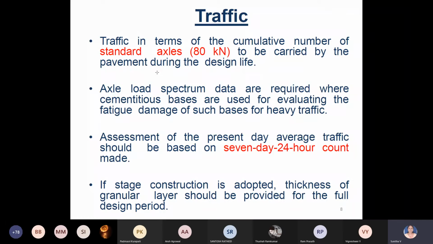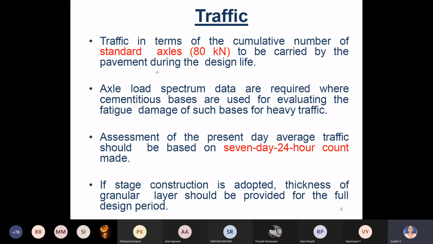And assessment of the present day average traffic should be based on a 7 days 24-hour count. So how to find the traffic? It's not for one day, because the traffic on Monday and Sunday is different, or Saturday it's different. Maybe weekdays or weekend it is different. So you have to take the count continuously for 7 days, 24-hour count. If stage construction is adopted, thickness of the granular layer should be provided for the full design period.